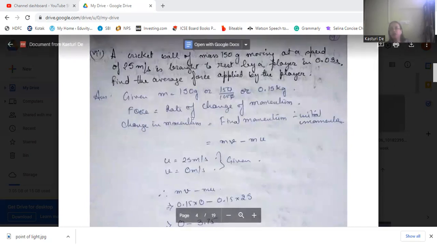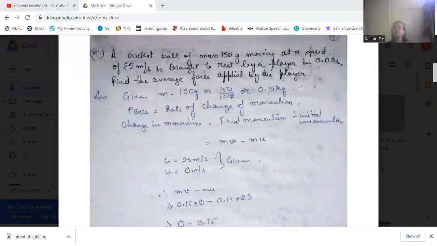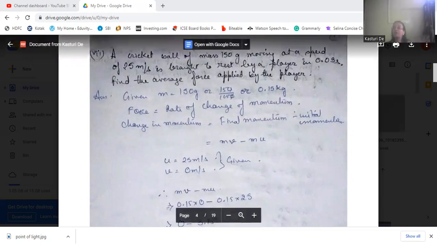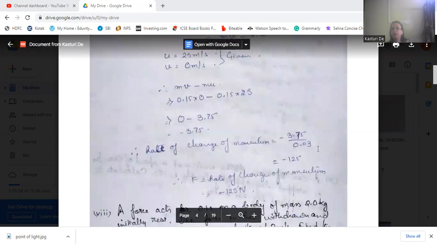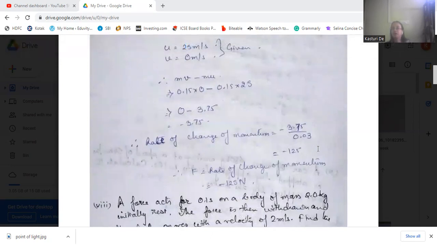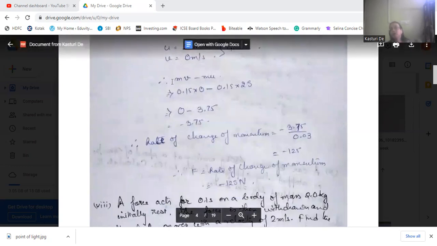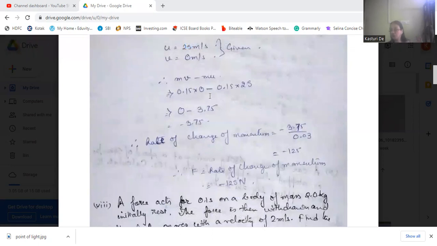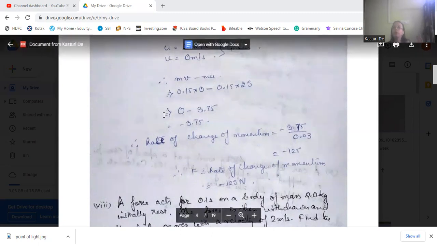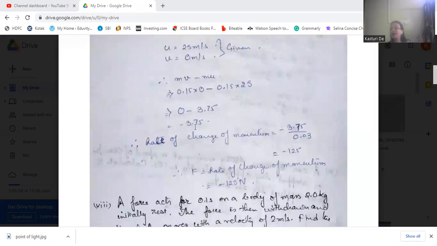Now, initial velocity, we know it's 25 meter per second. But when it comes to rest, then what happens? The final velocity becomes 0. Mass, we know it's 150 grams, that means 0.15 kgs. And the time taken by the player is 0.03 seconds. So change in momentum will be mv minus mu. That means mv is 0.15 into 0 and mu is 0.15 into 25. That will be equal to 0 minus 3.75, that means minus 3.75. So rate of change of momentum will be minus 3.75 divided by time, that is 0.03. That is equal to minus 125.